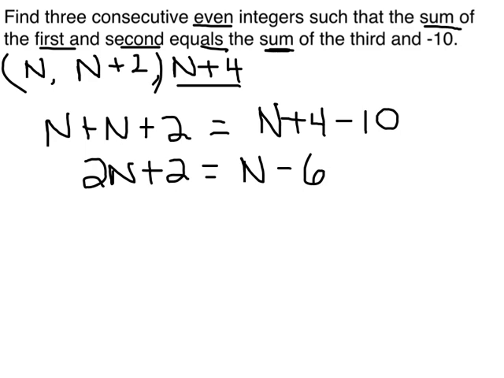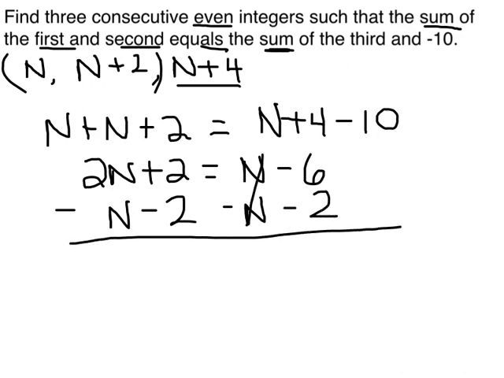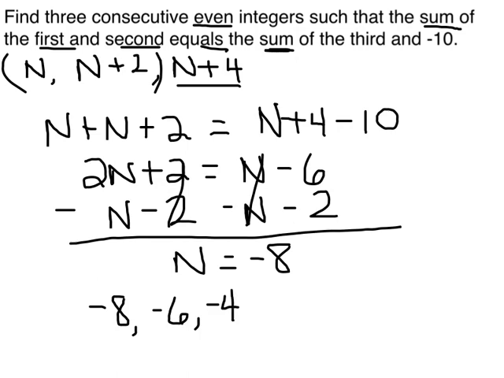And then if I try to get all my n's on one side and all of my numbers on the other, I can go ahead and do this, get rid of this and this, and now I have n equals negative 8. Now if I add 2 to negative 8, I'm not going to get negative 10. So my integers will be negative 8, negative 8 plus 2 is negative 6, plus 2 is negative 4.